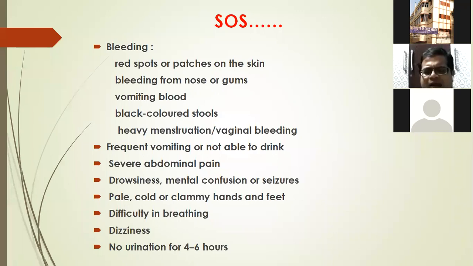Frequent vomiting and not able to drink, severe abdominal pain, drowsiness, mental confusion or seizures, pale, cold or clammy hands and feet, difficulty in breathing, dizziness, no urination for 4 to 6 hours. If the child is not passing urine at least 4 times per day, that means some sort of decreased urination is there. I will ask the resident to print out these danger signs in 4 languages, Bengali, Hindi, Urdu and English, and keep them in the emergency.